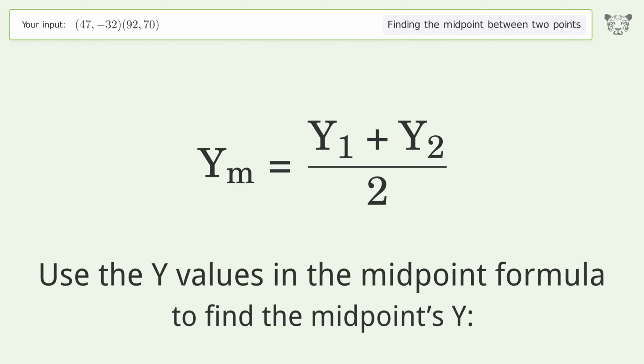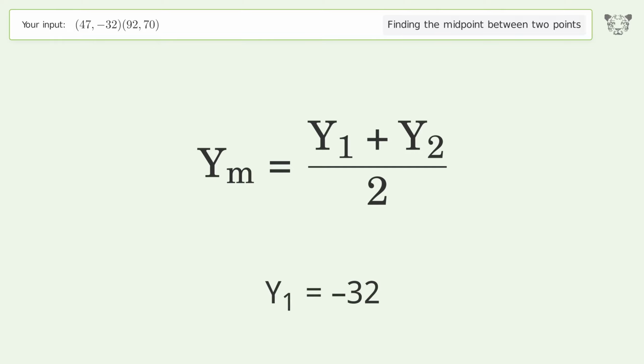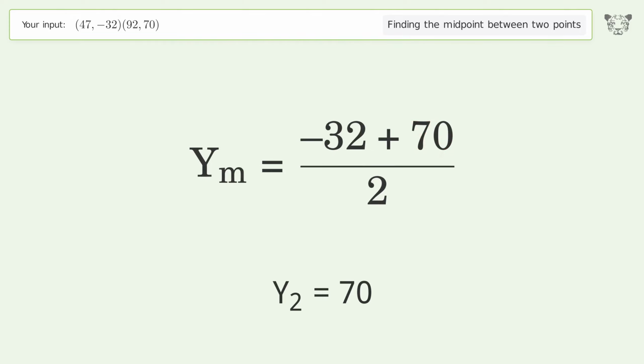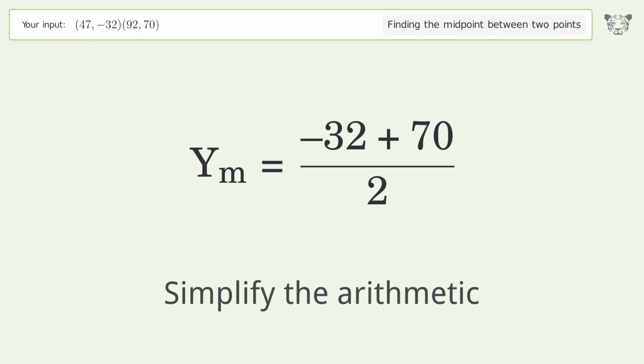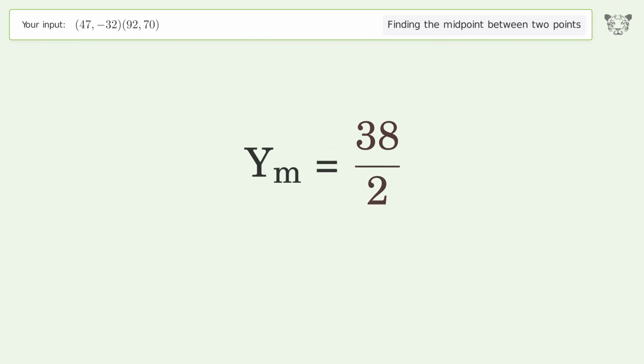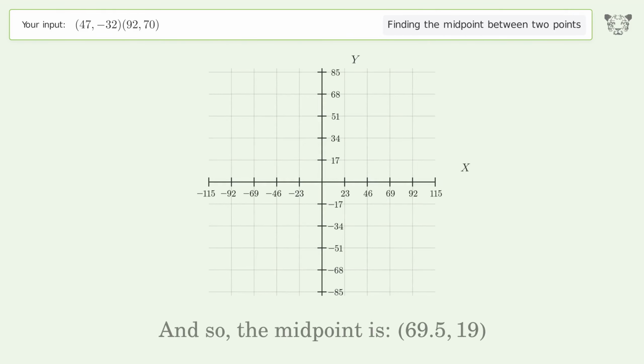Use the y values in the midpoint formula to find the midpoint's y. y1 equals negative 32. y2 equals 70. Simplify the arithmetic. And so, the midpoint is (69.5, 19).